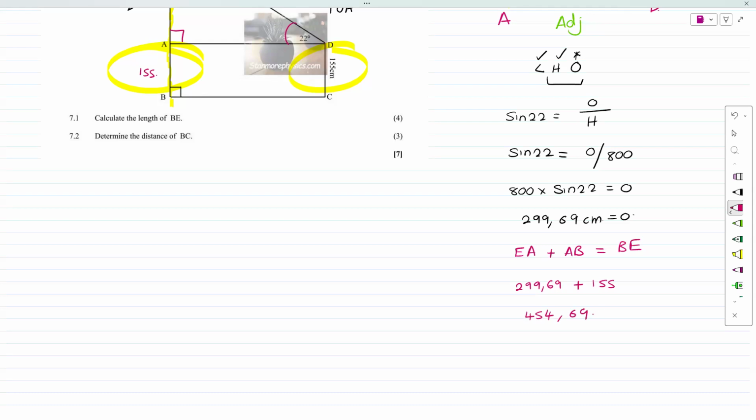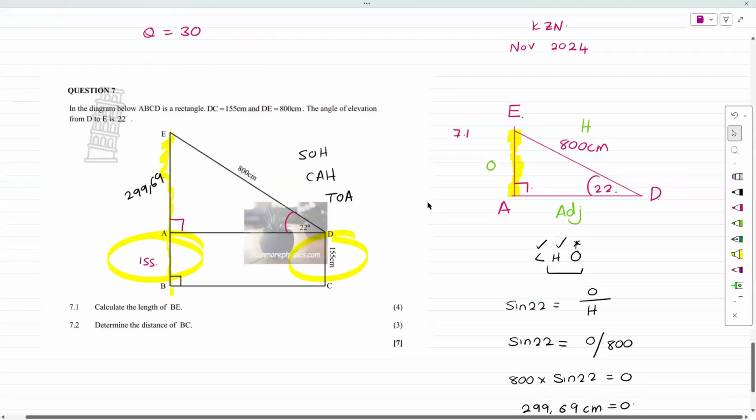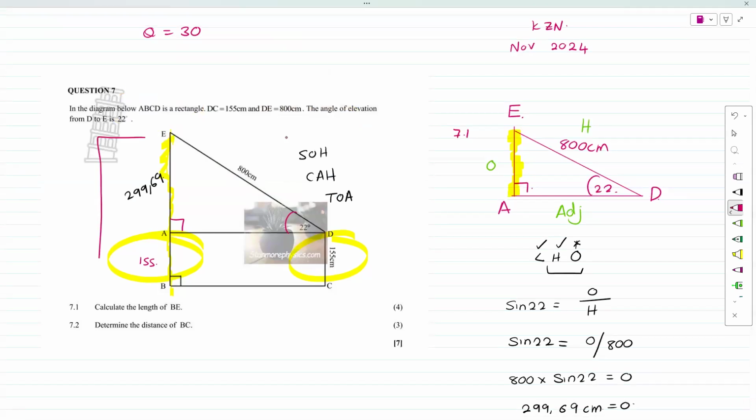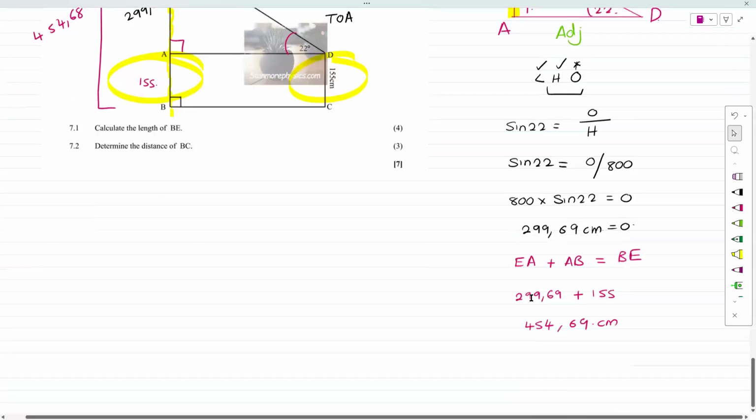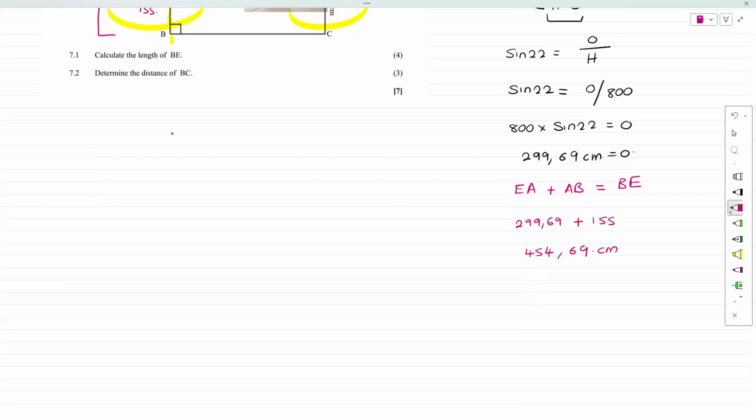454.69 centimeters. Please write centimeters. So all we did was add this entire part, and that's 454.68, and we're done. Now, 7.2, determine the distance of BC.